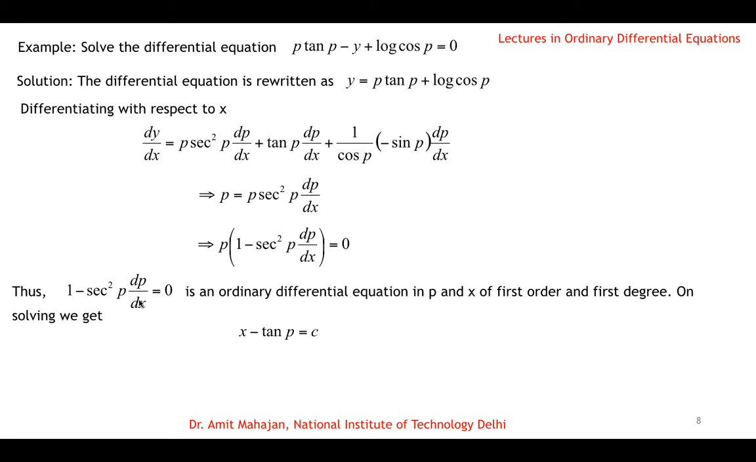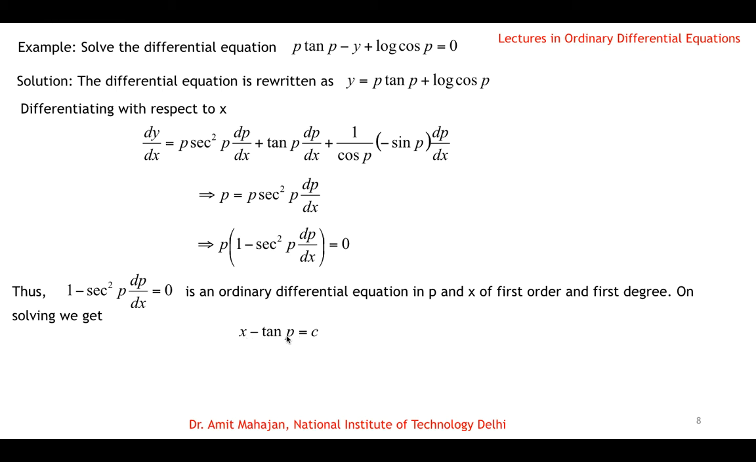Okay, so again you can separate the variables: dx minus secant square p dp equal to 0. So the integral is x minus tan p is equal to a constant. Okay, and then either we have to eliminate p from here with the original equation, but that does not seem feasible, because if we put tan p here, it is not possible to put it here. So if p elimination is not possible, then we say that the solution can be written as a pair.